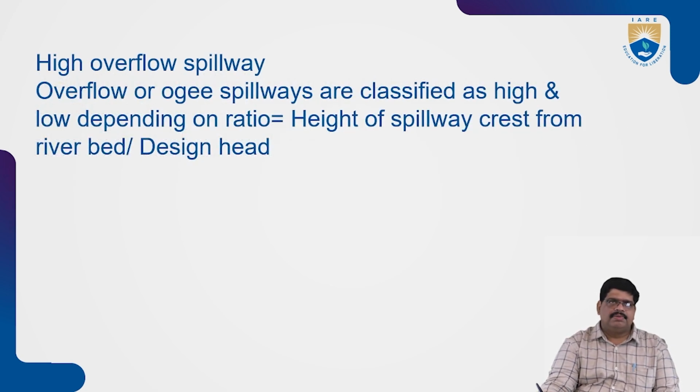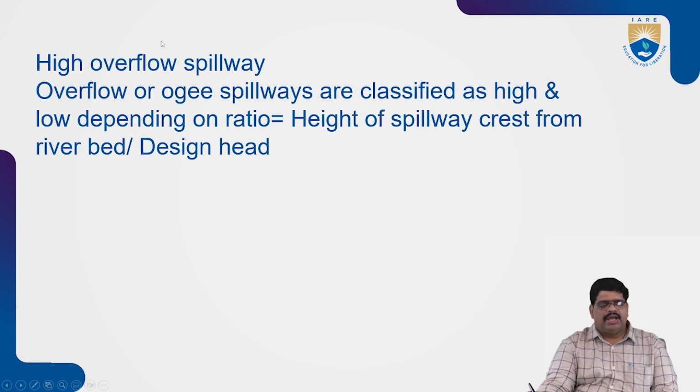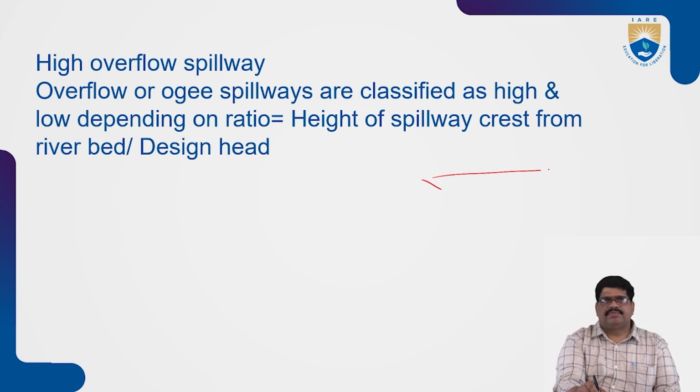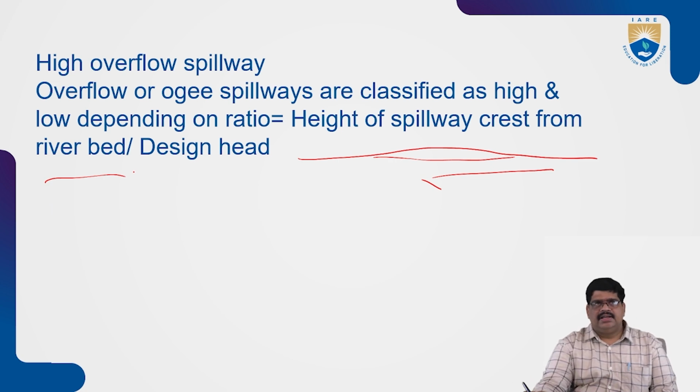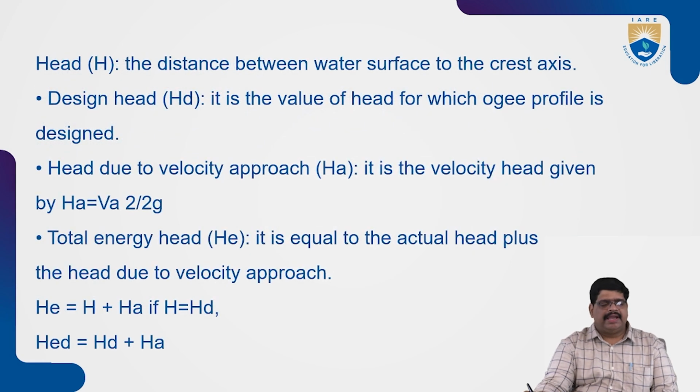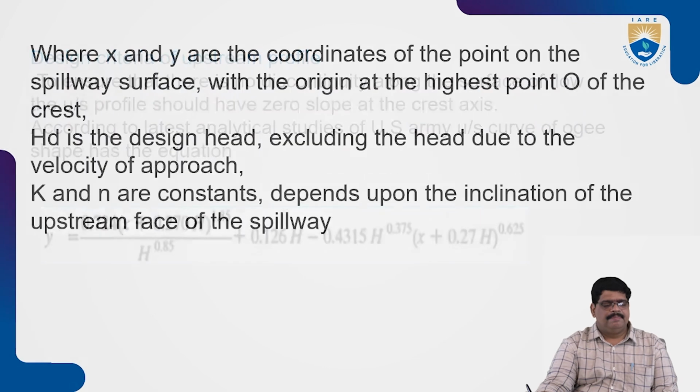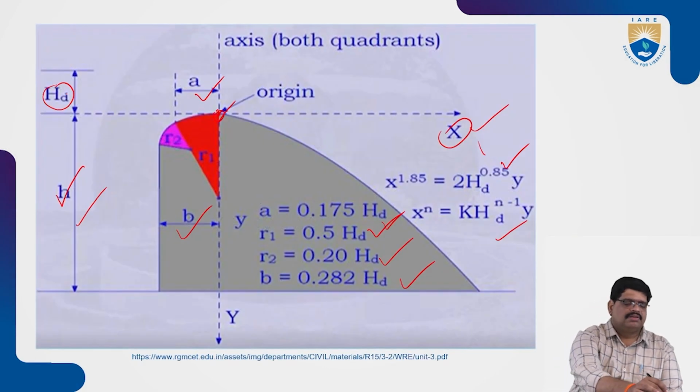High overflow of the spillway. What do we have to find? The overflow of the Ogee spillway is classified as high or low depending upon a ratio. How do you find it? The height of the spillway crest from the riverbed divided by the design head. So it can be called high or low depending upon the ratio. H is the head, the distance between the water level and the crest level, as we explained in the previous diagram. Hd is the design head, the value of the head. Let us see the diagram so you can understand easily. So this is Hd, as I told.